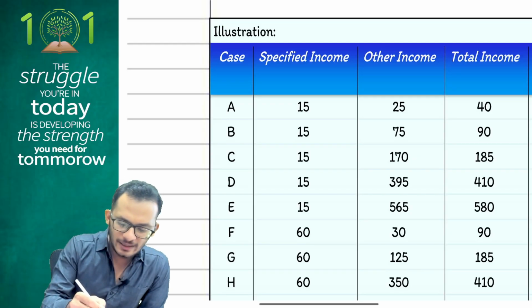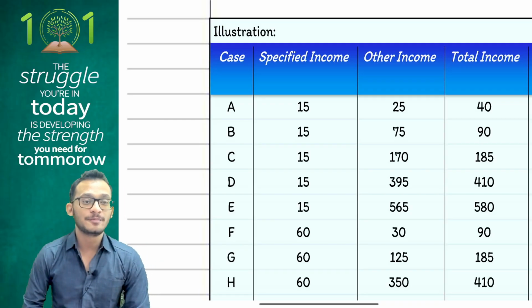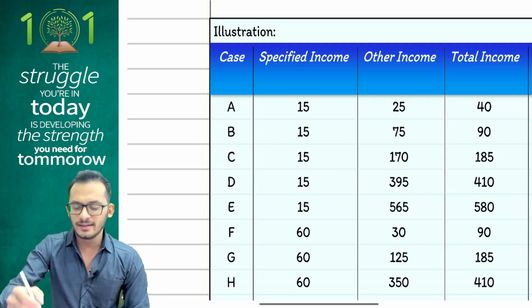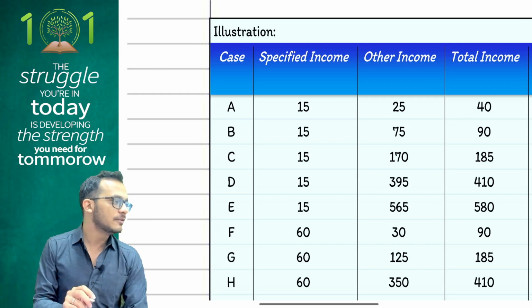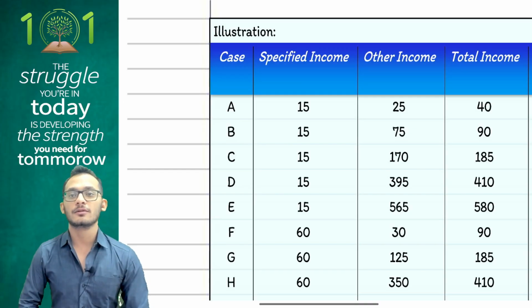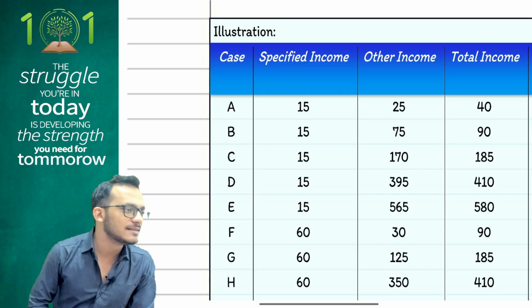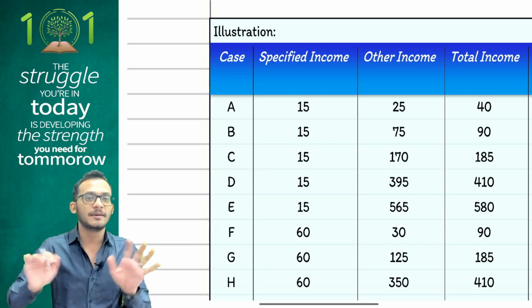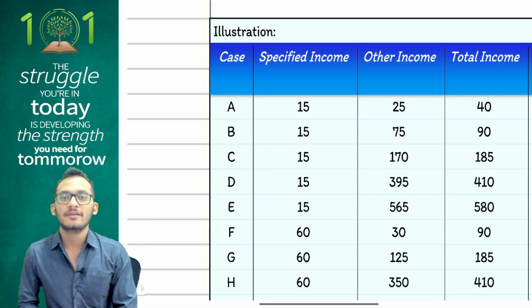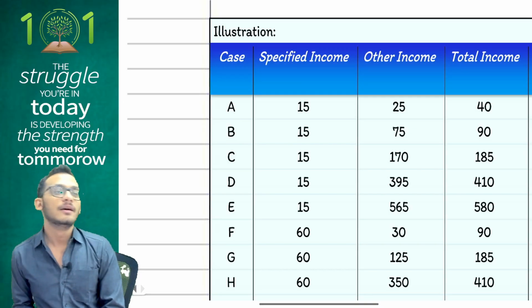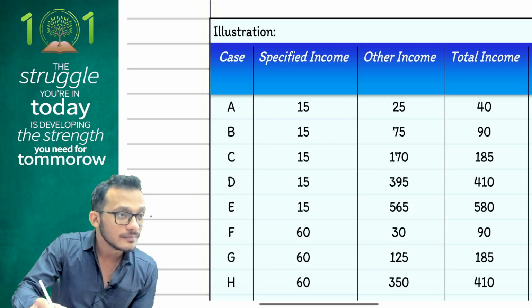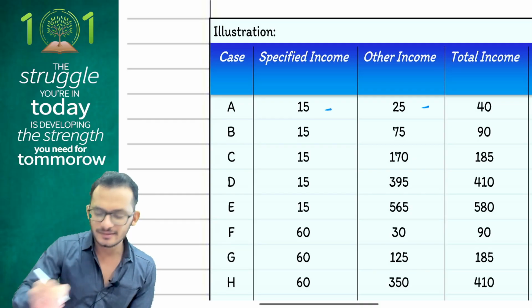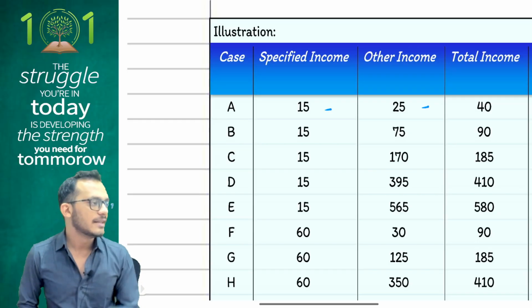Scenario number 1. I am at case number A. Case A says my specified income is 15 lakhs. My other income is 25 lakhs. Total income is 40 lakhs. People, my total income itself is 40 lakhs. More than 2 crores, less than 2 crores? Less than 2 crores. When I'm less than 2 crores, I will check together. If I'm checking together, income is less than 50 lakhs. Surcharge is 0 for both. Correct? Yes.